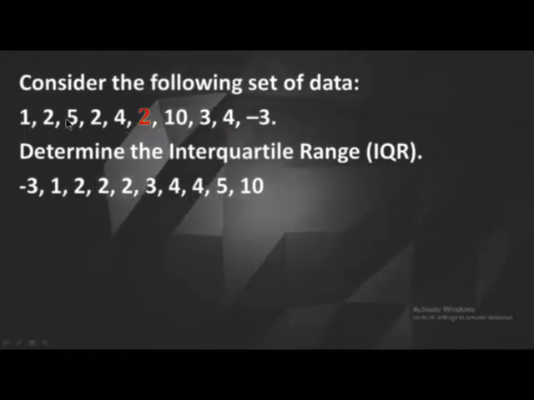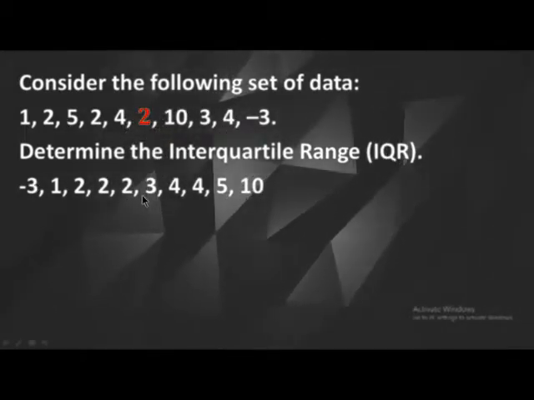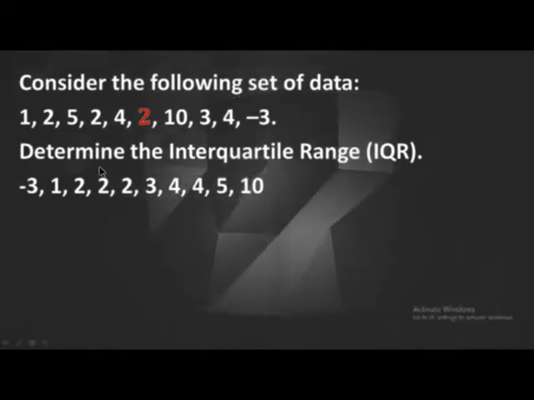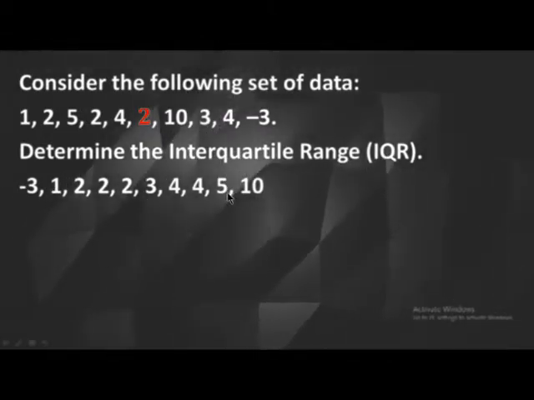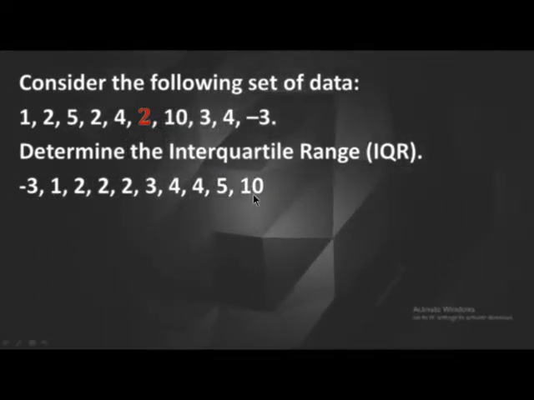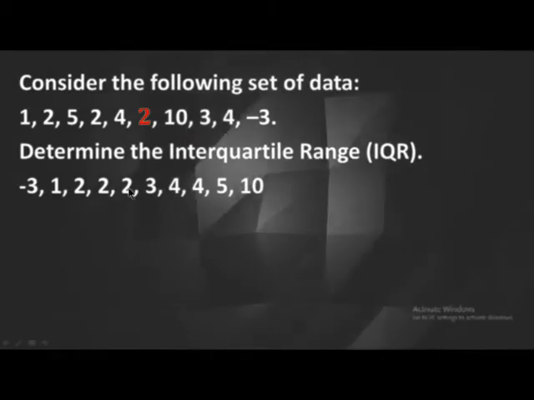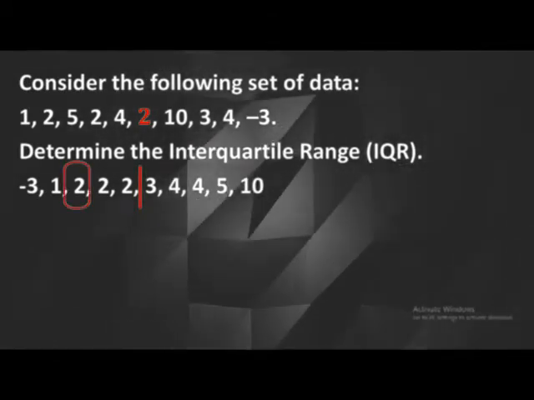As you have known, before we find the interquartile range, we have to find Q3 and Q1. In order to find the interquartile range, we need to order the data like this one, from the lowest to the highest. This is the data order.